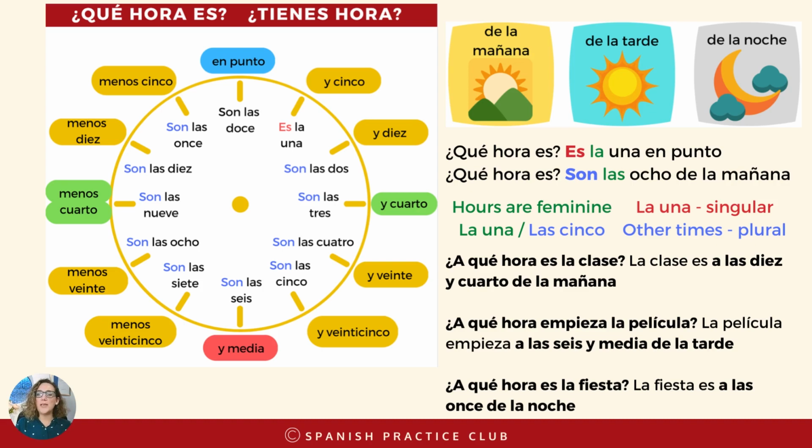So to say, for example, that it is 20 to 1, we would say es la 1 menos 20. Or to say that it is 25 to 7, we would say son las 7 menos 25. And notice the highlighted word in green. So we still use cuarto, but instead of y, we would say menos. So to say, for example, that it is 10 to 10, it's 9:45, we would say son las 10 menos 45.